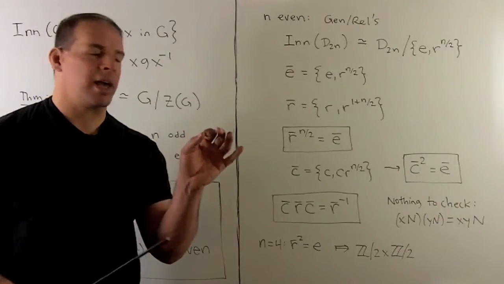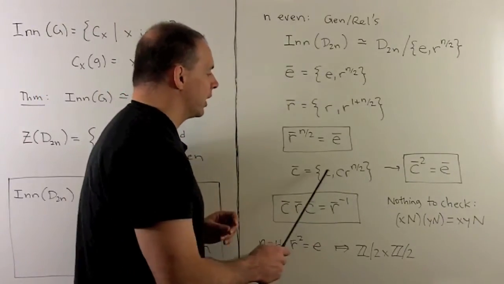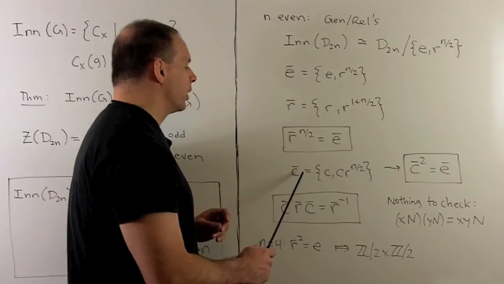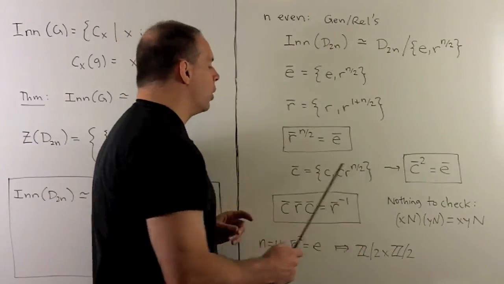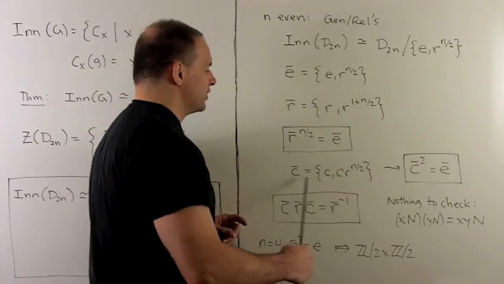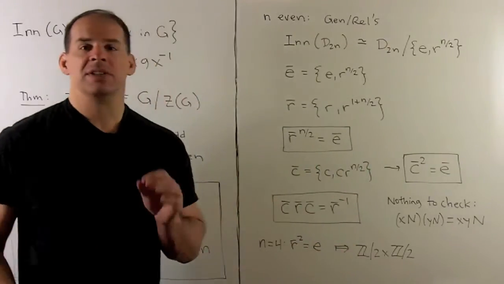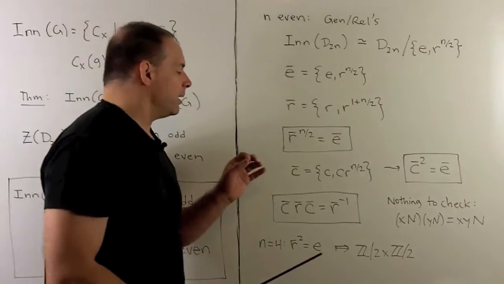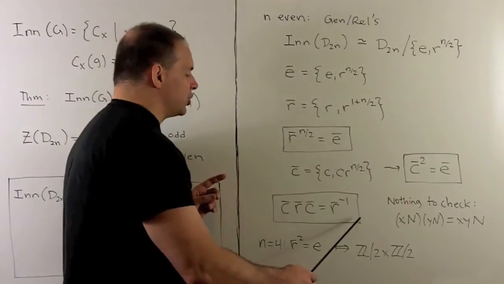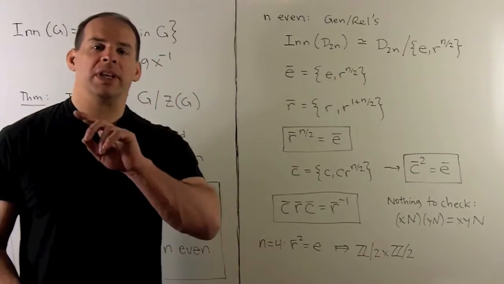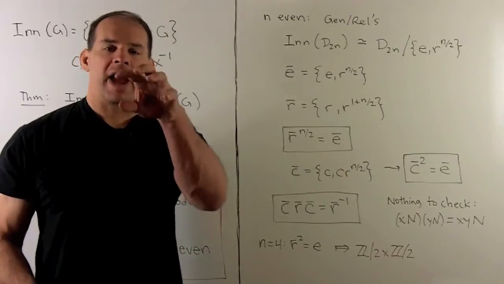For the coset with c, we have c, r to the n over 2. If we square this, we're going to get the identity bar. And note, this coset is not equal to the identity coset, so this isn't the identity, which means c bar has order 2. Finally, for the final relation, there's nothing to show here. Any relations we have in the original group carry over.